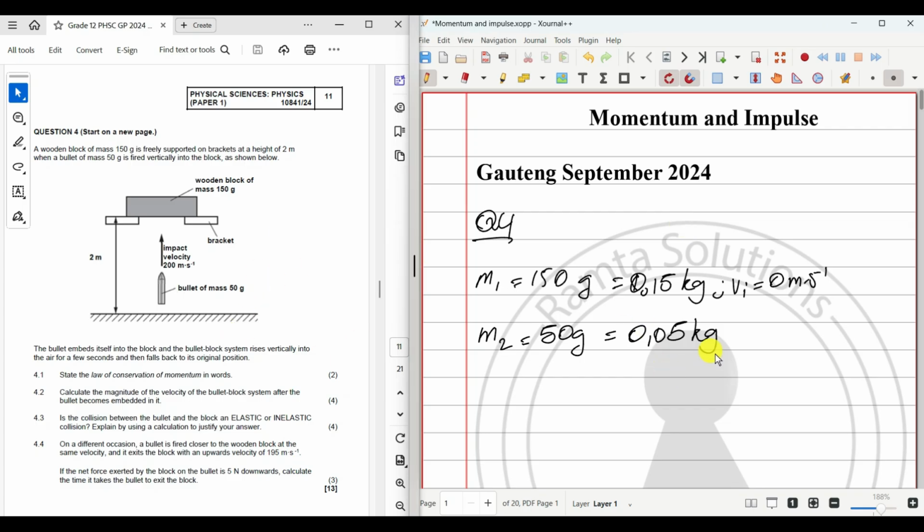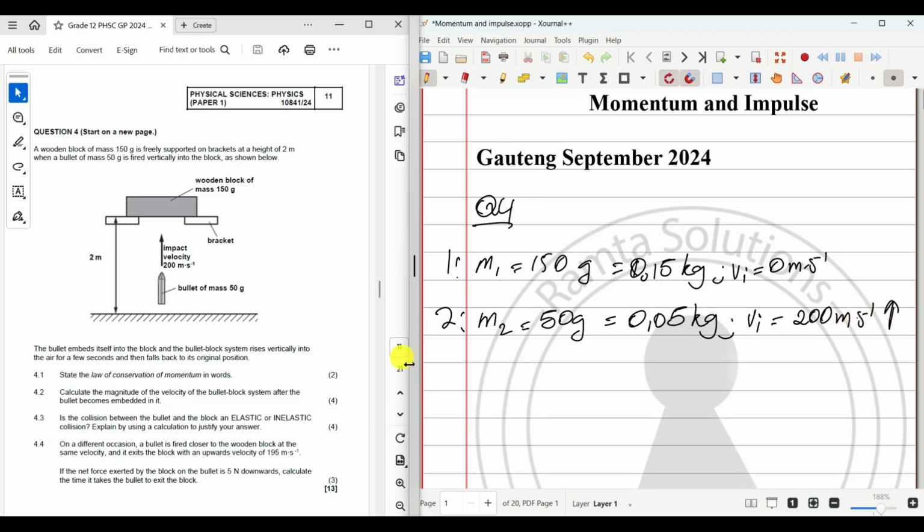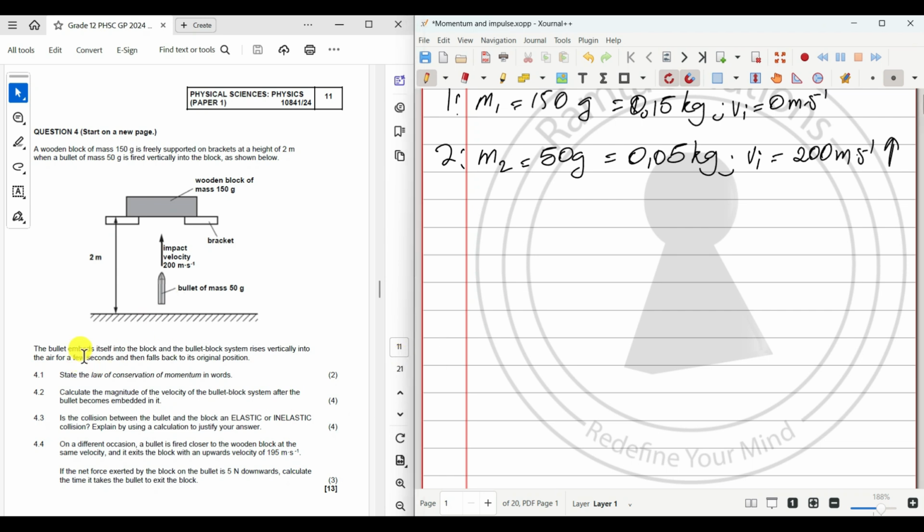I see we are given the initial velocity of the bullet. It is 200 meters per second upwards. The bullet embeds itself into the block and the bullet-block system rises vertically into the air for a few seconds and then falls back to its original position.